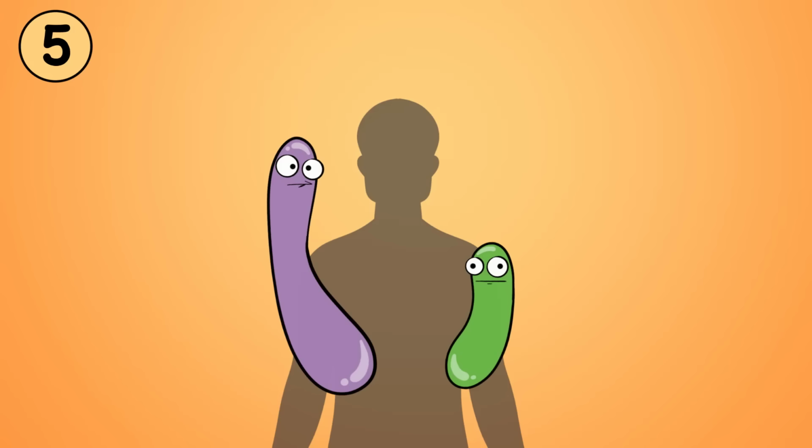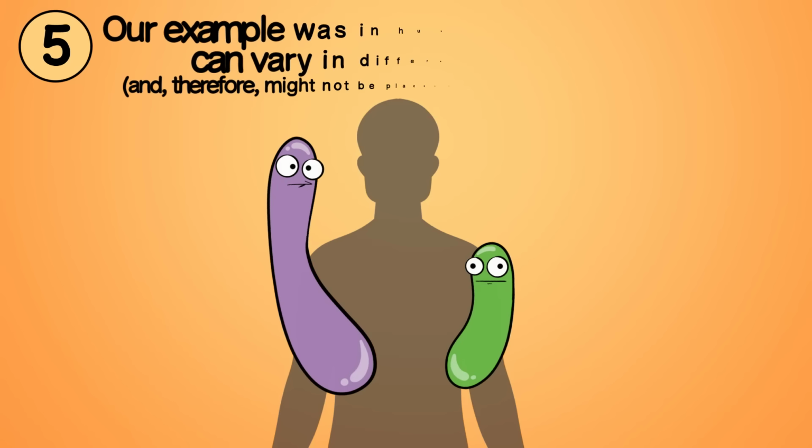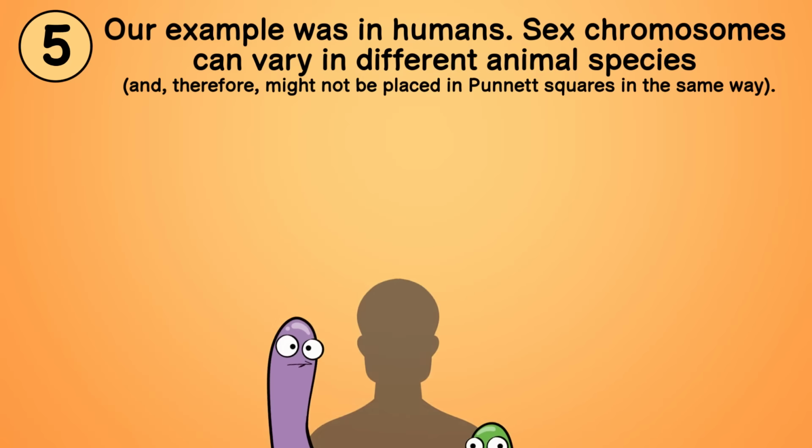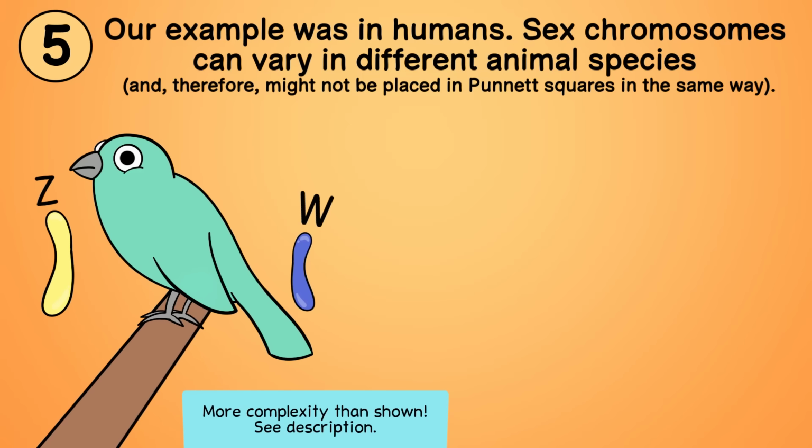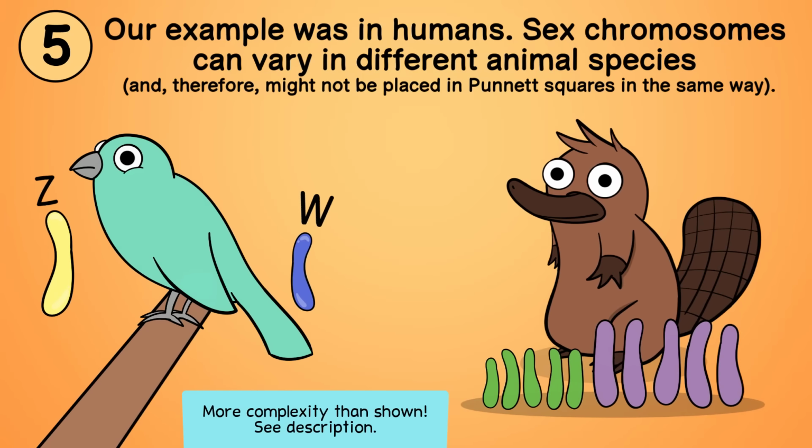Number 5, our example was for humans. Humans are animals, but many animals do not have X and Y sex chromosomes. For example, birds, where it's Z and W. Or some animals might have X and Y sex chromosomes, but maybe they typically have 10 of them, like the platypus.